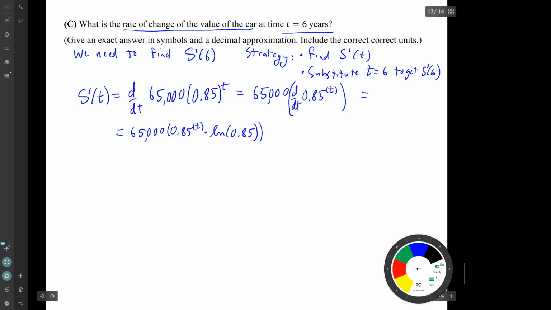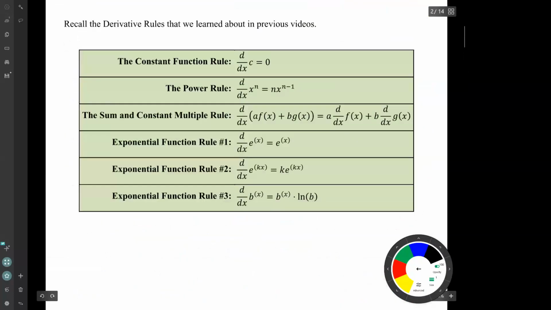So there's our result. Notice the first step we used the constant multiple rule. In the last step we used rule number 3. Remember what rule number 3 says. Rule number 3 says the derivative of b to the x is b to the x ln of b. So in our current problem, the value of b was 0.85.